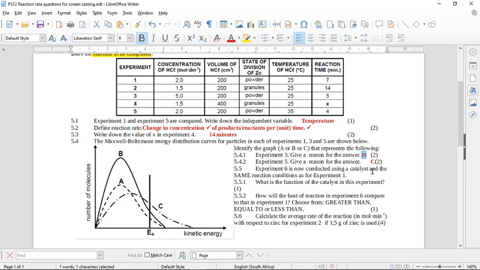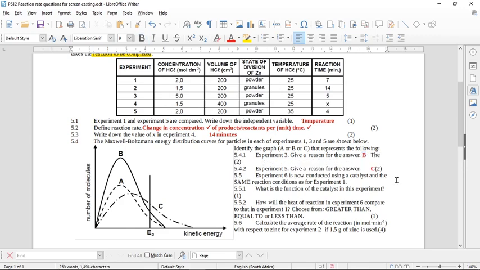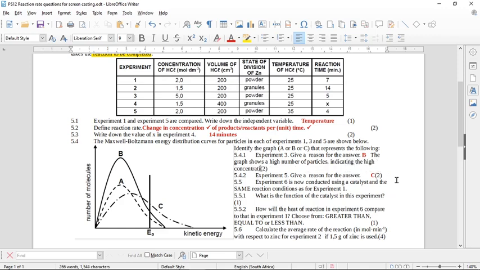So, identify the graph that represents the following. Experiment 3. So experiment 3 is the high concentration. So we agreed that is B because the graph shows a high number of particles, indicating the high concentration of acid in experiment 3. Okay, this is only 2 marks, so maybe we don't have to bring the temperature nonsense into this.